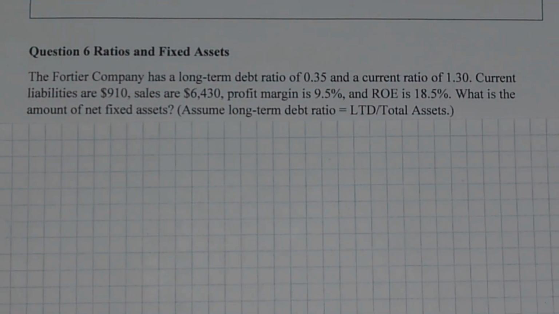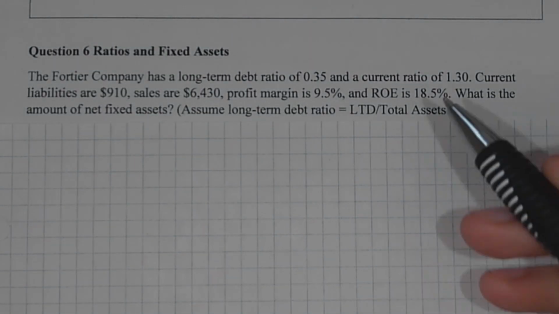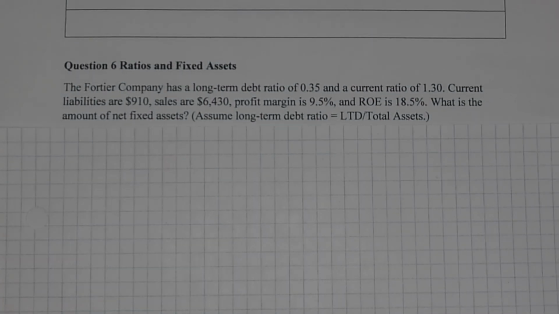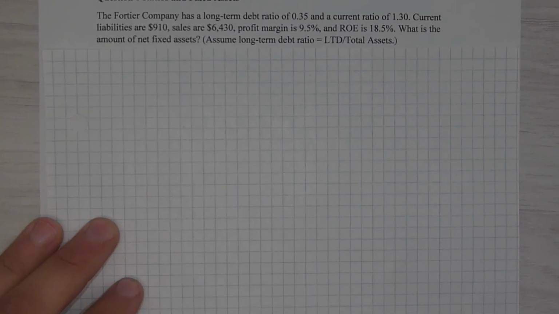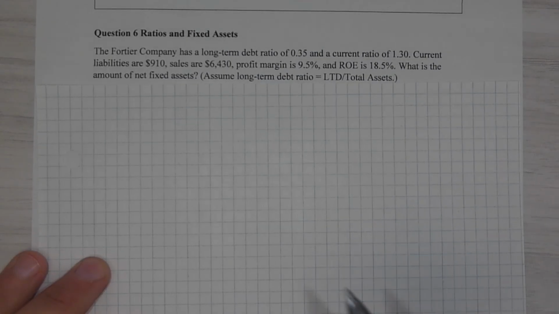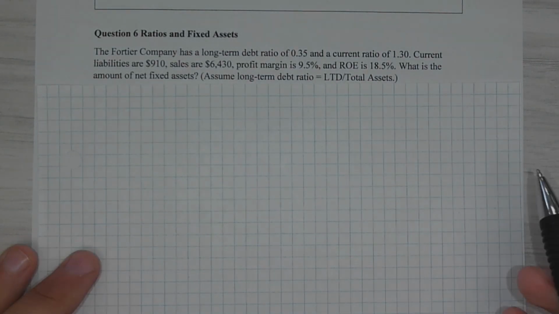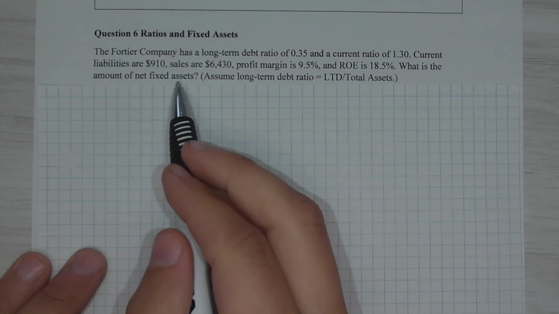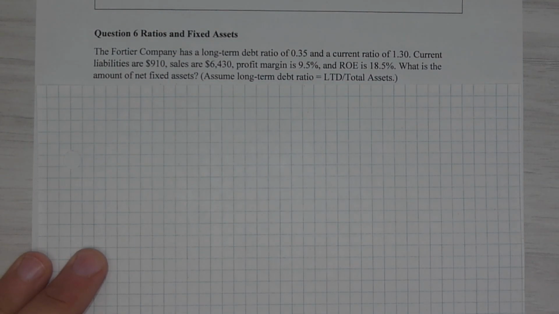Okay, the Fortier company has a long-term debt ratio of 0.35 and a current ratio of 1.3. Current liabilities are $910. Sales are $64.30. Profit margin is 9.5% and ROE is 18.5%. What is the amount of net fixed assets, assuming long-term debt ratio equals LTD divided by total assets?